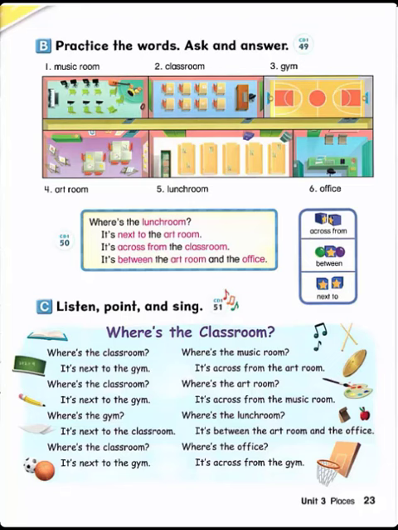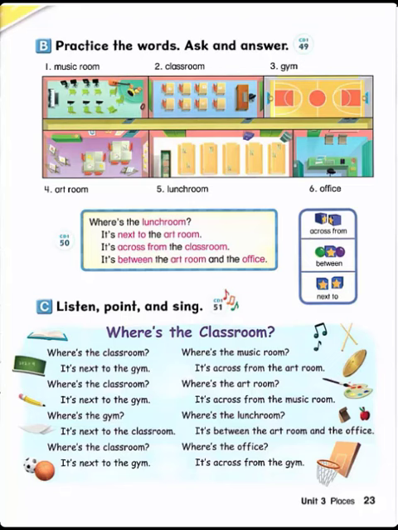Page 23. B. Ask and answer. Where's the lunch room? It's next to the art room. It's across from the classroom. It's between the art room and the office. Across from. Between. Next to.